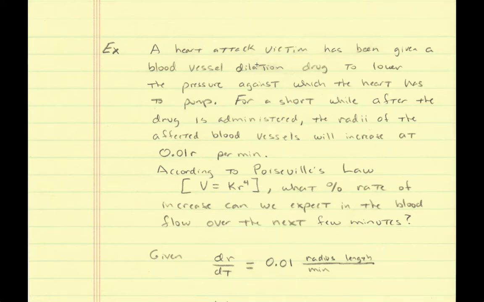So while we give this particular drug to try to create a larger vein to get the volume of blood to flow through, we're going to try to figure out what rate the volume will increase. Okay, so again, we have a rate given to us. They were fortunate enough to give us the formula that equates volume to the size of the radius.